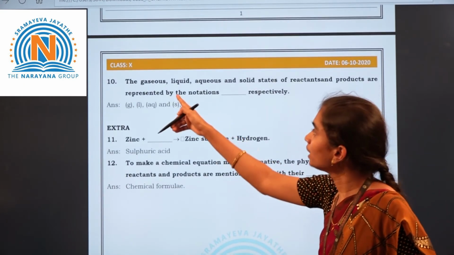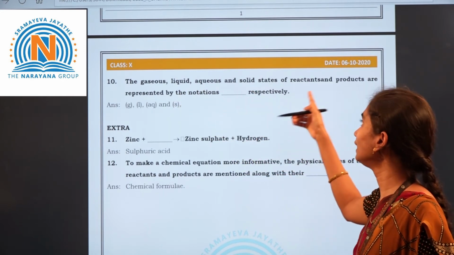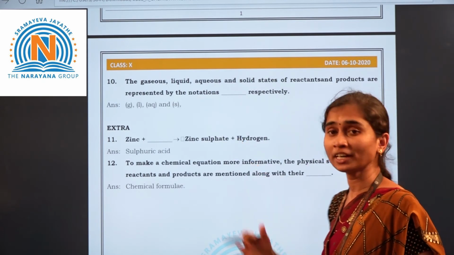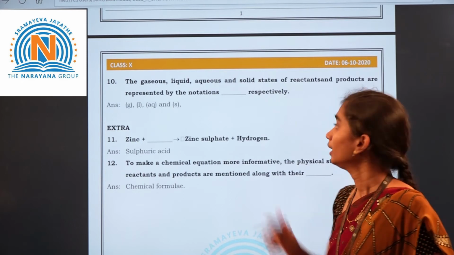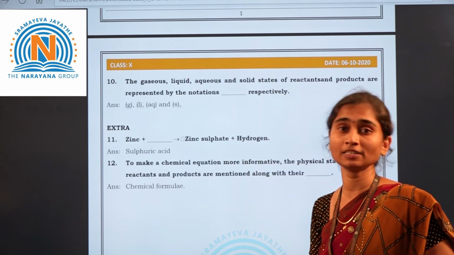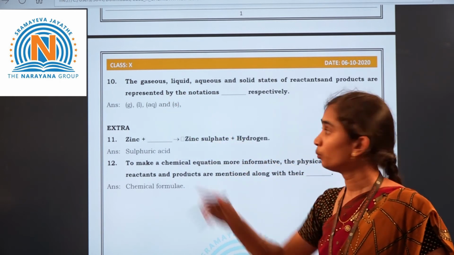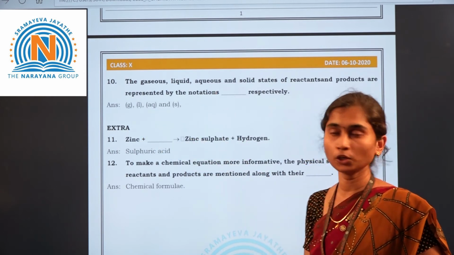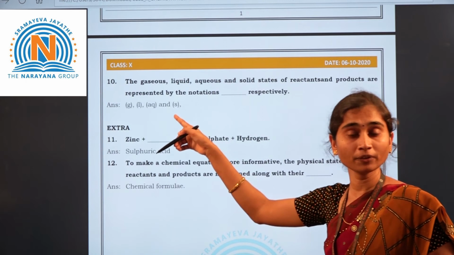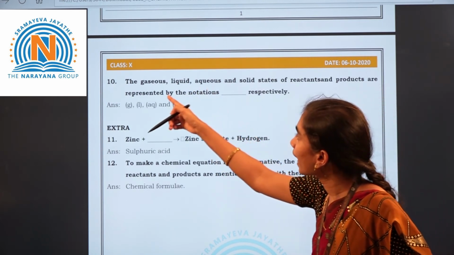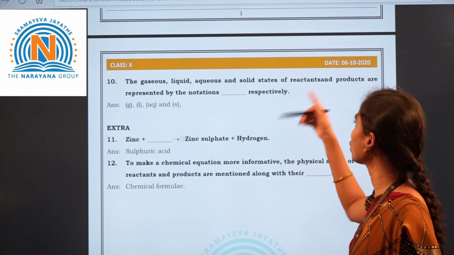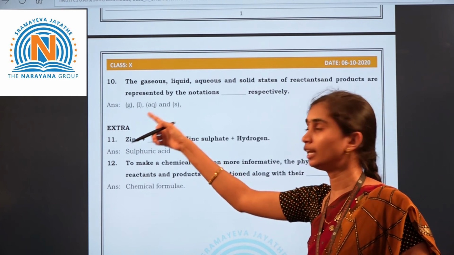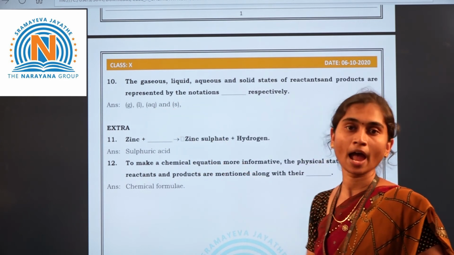The gaseous, liquid, aqueous and solid states of reactants and products are represented by notations. So whatever chemical reactions we are taking, we need to represent their physical states. If it is gas, we write G; if it is liquid, L; aqueous, AQ; and solid state is S. Right children? So gas G, liquid L, aqueous AQ and solid S.